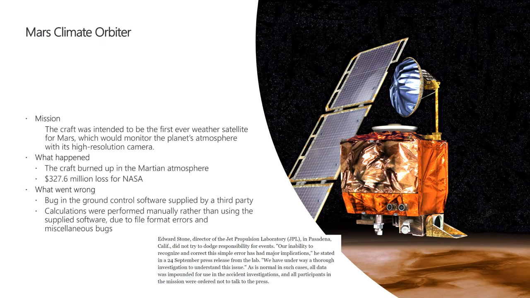And then when it came time to deploy the satellite to orbit the planet, effectively the satellite entered the atmosphere and burned up. It just died. And it was a very, very bad situation for NASA at the time. Nobody really knew what happened, other than the fact that they just lost almost $330 million worth of development efforts.